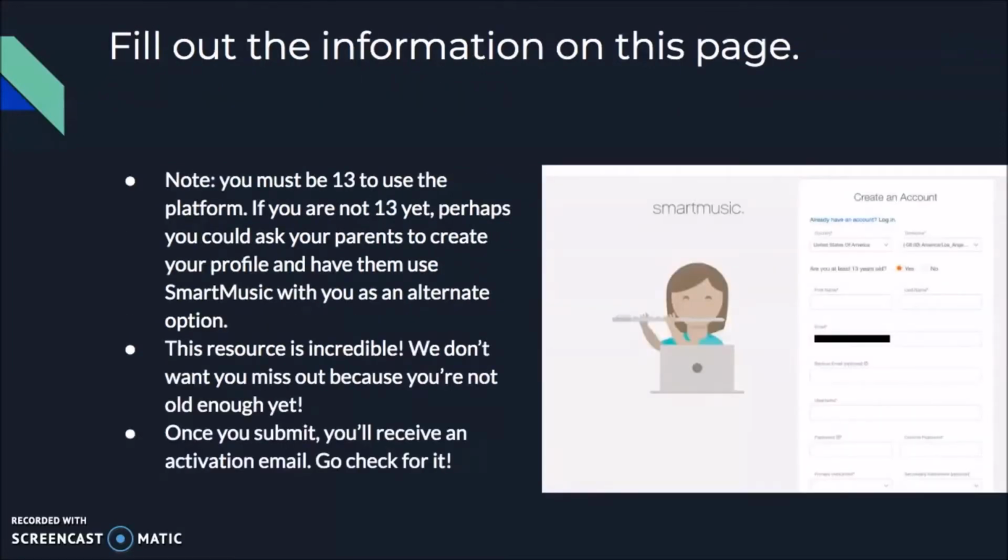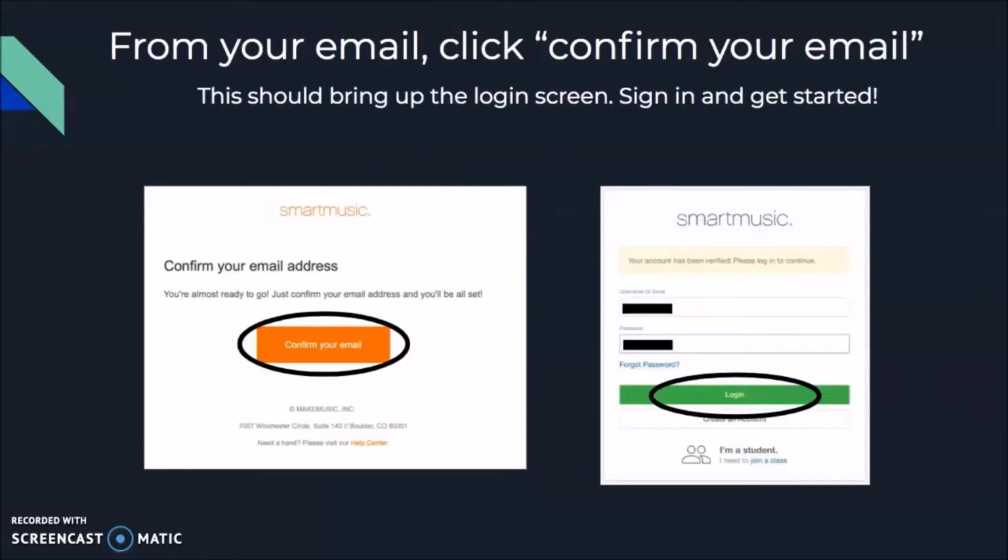Fill out the information on the next page, and then you'll click submit or whatever it says at the bottom. To submit, you'll receive an activation email. Let's go check for that. The image on the left will be the email that you should receive, and it should be pretty quick. Click confirm your email address, and then that will bring you to the image on the right. In this case, you're going to enter your username and email, the password that you supplied, and click log in.